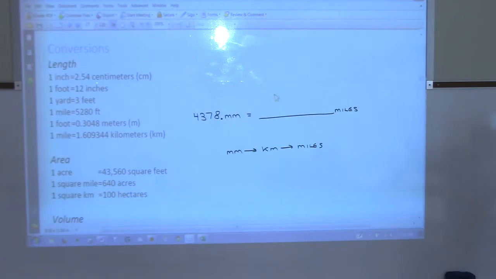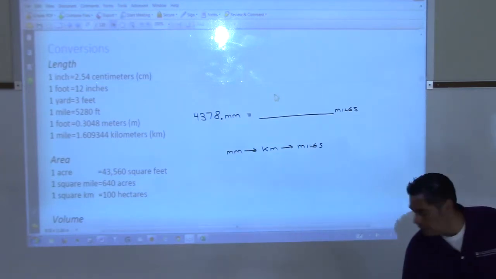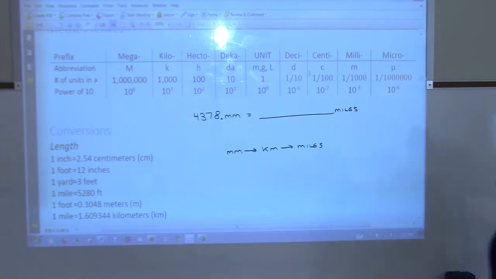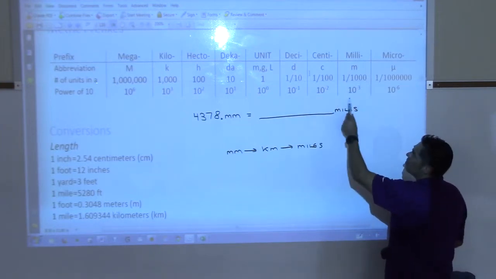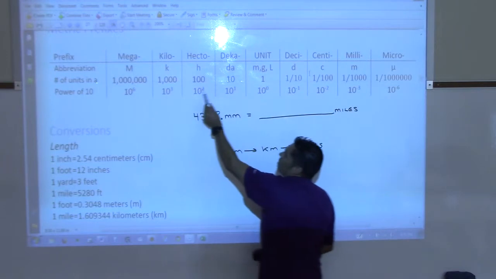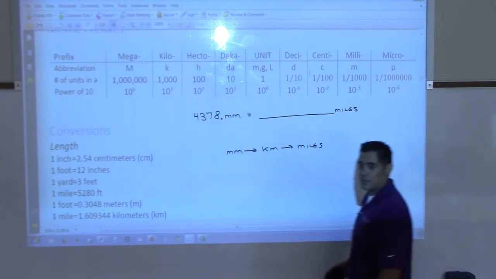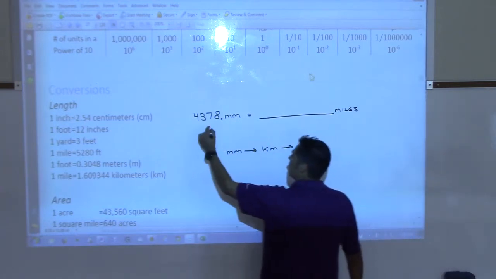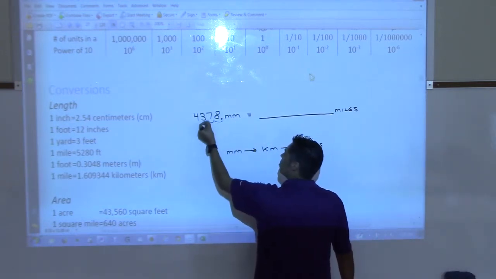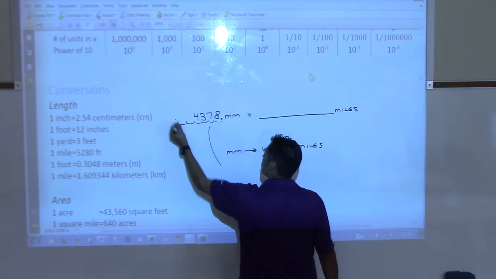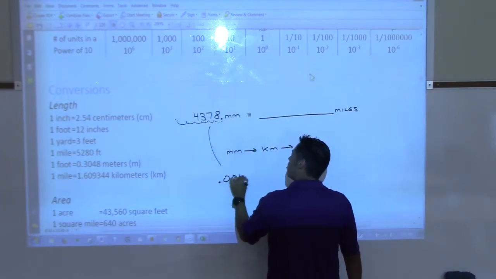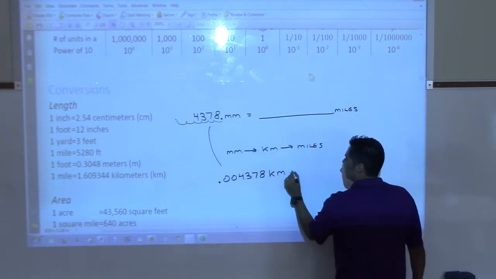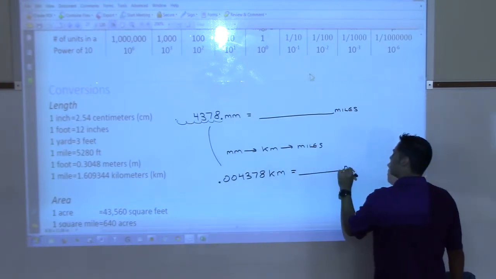So yeah, we go back to our little table. There it is. So we're trying to go from millimeters, which is here, all the way to kilometers. So 1, 2, 3, 4, 5, 6 places to the left is where we're going to start here. So this right here becomes 0.004378 kilometers equals this many miles.